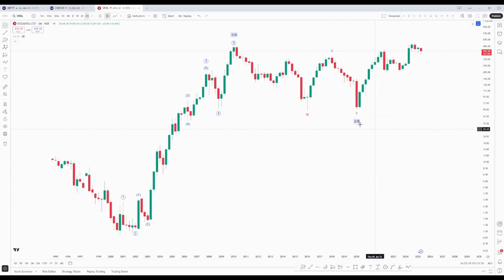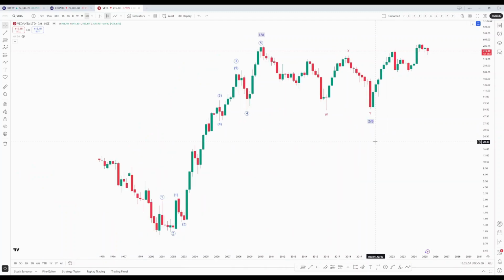Now if you want to mark these internals also like ABC, you can do that, ABC, ABC, ABC. But again, since this move has already occurred and it's of no more use to us, other than telling us that this was a corrective move. So we know this is a corrective move, it ended here. And then we can see that this whole move looks like a single impulse, and then this is like 1 and 2 within this larger 3 or C.